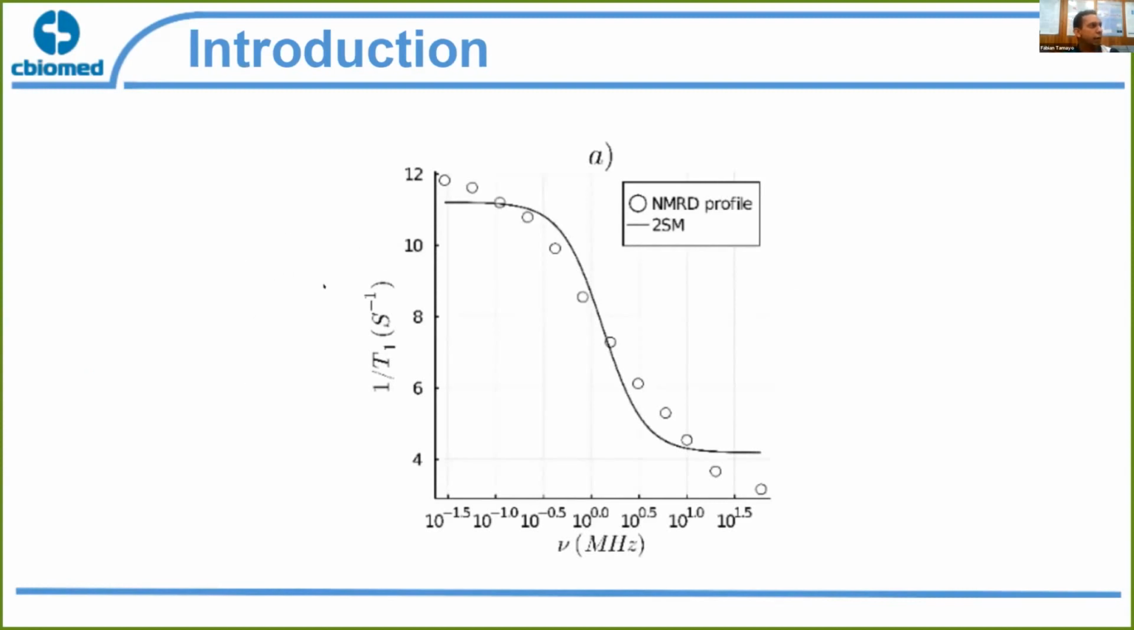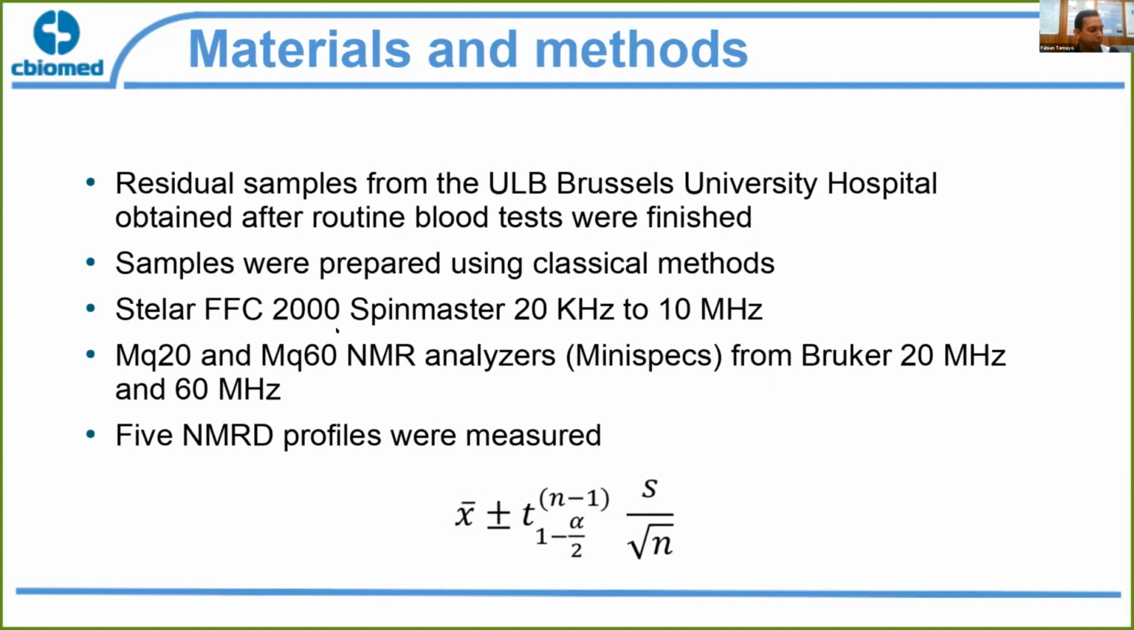This is the usual stretched NMRD profile using the two-site exchange model. The samples were obtained from whole blood from voluntary healthy donors and sickle cell disease patients from the ULB Brussels University Hospital, obtained after routine blood tests were finished. The samples were prepared using classical methods, and to obtain the NMRD profiles at 310 Kelvin, a fast field cycling NMR relaxometer was used in the range from 20 kilohertz to 10 megahertz. Additional points were added after measuring the samples in MQ20 and MQ60 NMR analyzers.